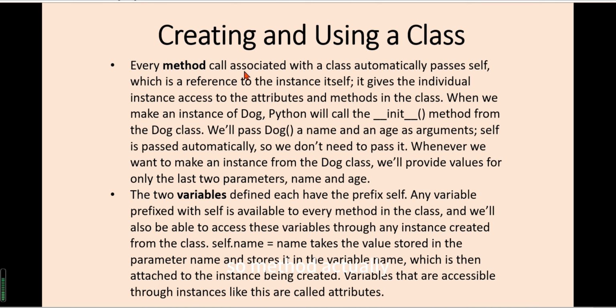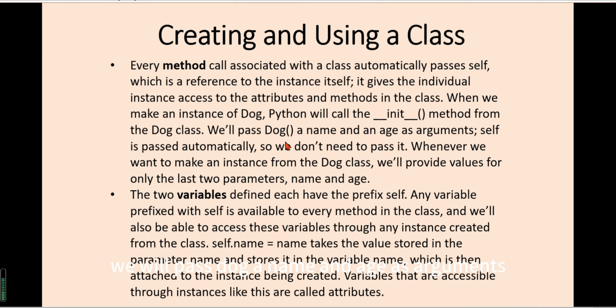Self is a reference to the instance itself. It gives the individual instance access to the attributes and the methods in the class. So when we create an instance of the object, this instance has attributes like age and name, and has methods like sit and roll over. When we make an instance of Dog, Python will call the __init__ method from the Dog class.